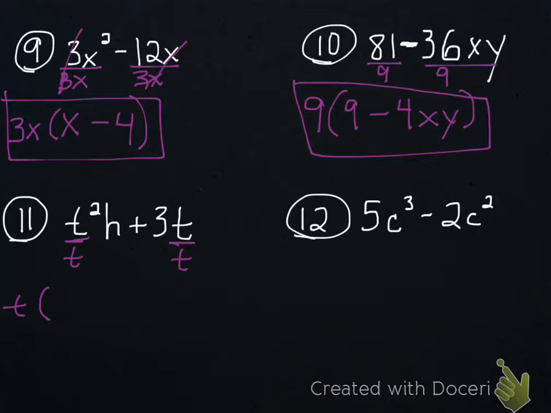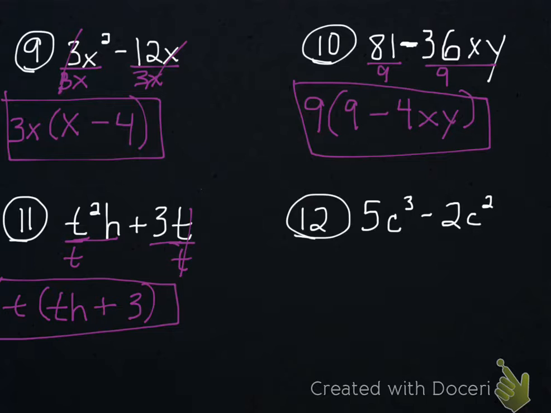So I had 2 t's, took one away. I have 1 t left. The h is left over. There's nothing to divide it with. Second term, got to bring down the plus sign. I have a 3, and then my t's are going to cancel. So my answer is t, parentheses, th plus 3.